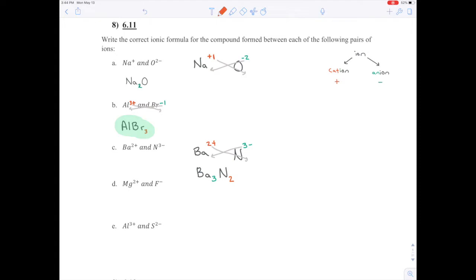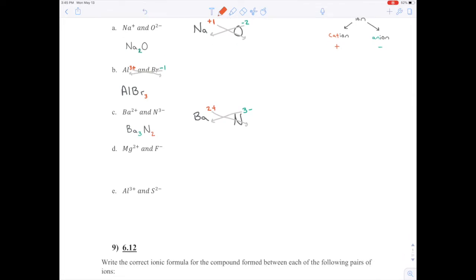And you could see that if you had 3 bariums, each one has +2, so that's +6. If you had 2 nitrogens, each one has -3, so 2 of them is -6, and altogether, that would be 0. So we're crisscrossing the charges so that the subscripts tell us how many of each atom we need in order for the overall charge to be 0. And so that would be the correct ionic formula for the compound that barium forms with nitrogen.